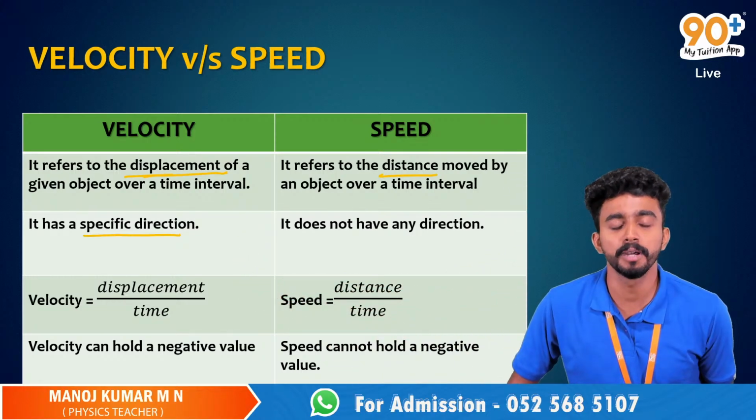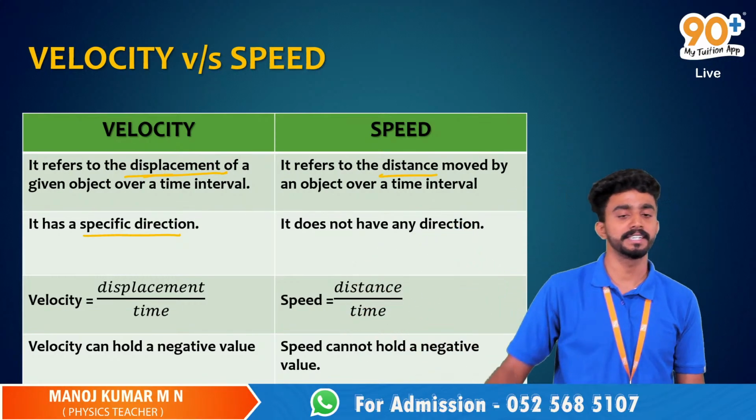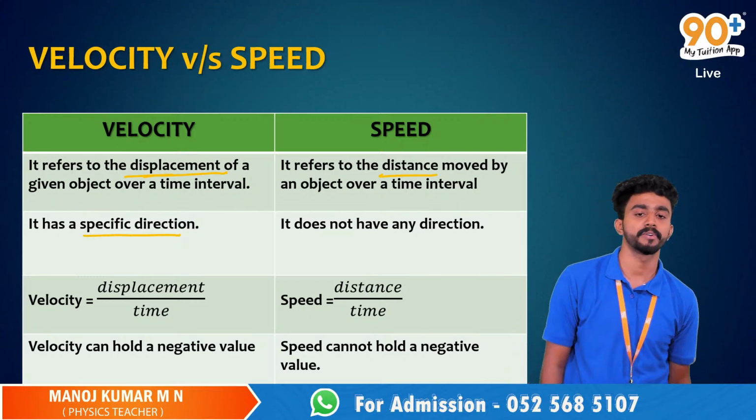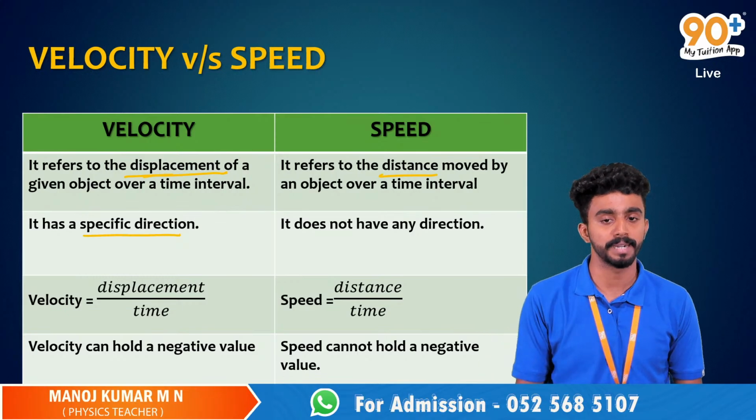So over here, please do note it down. Velocity has a specific direction. Speed doesn't have any direction. Now the equation, you know it, right? Velocity is the displacement by time and speed is the distance divided by time.